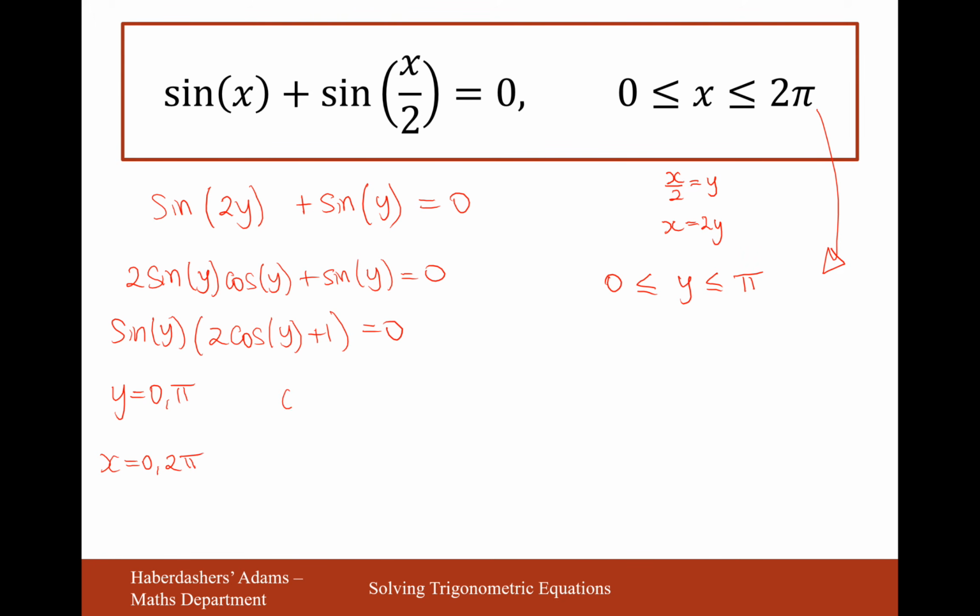And then the next one here would be cos y equals minus a half. And the only solution in between 0 to pi for this will be cos inverse minus 0.5 will be 2 pi by 3. The other solution would be 4 pi by 3, which will be outside of this range for y. And for x, we then double it to work out what x is. We're going to get 4 pi by 3. So these are our three solutions that solve this equation: 0, 2 pi, and 4 pi by 3.